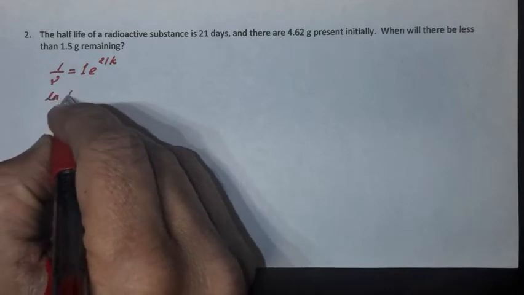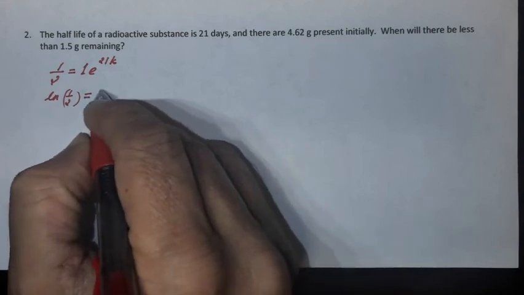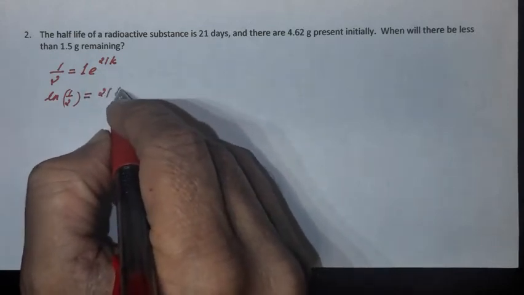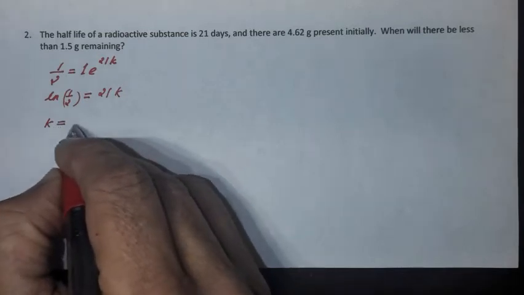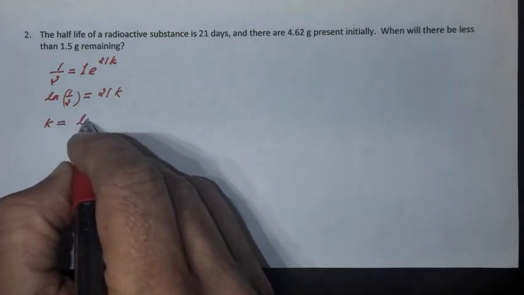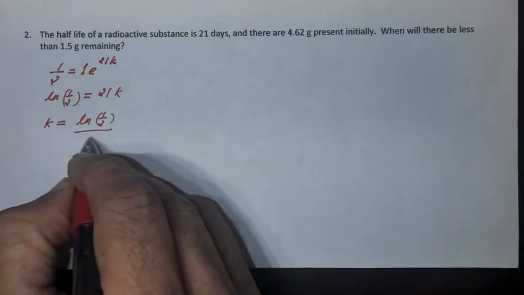Take the natural logarithm on both sides. ln 1/2 is equal to 21k, and k is equal to ln 1/2 divided by 21.